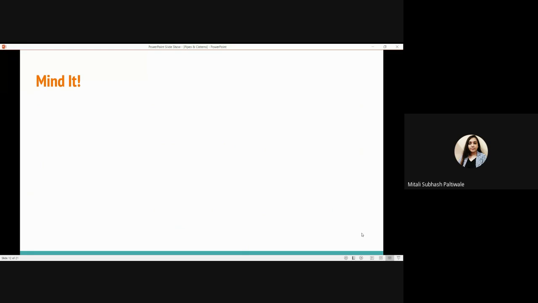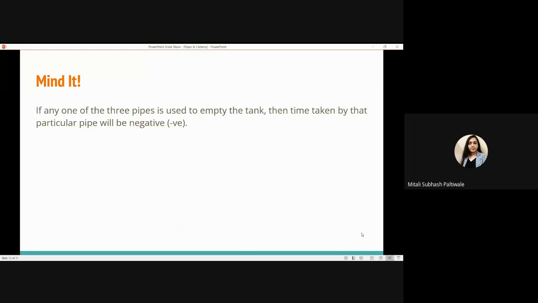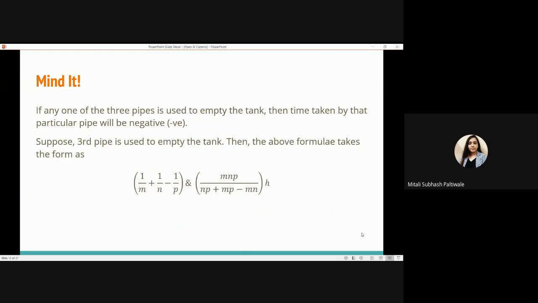If any of the pipes are used to empty the tank, then the time taken by that particular pipe will be negative. As in, suppose the third pipe, that is P, is used to empty the tank. Then the previous formula, which we have just seen, wherein M, N, and P was there, will take another form, which would be 1 by M plus 1 by N minus 1 by P. And the time taken by them would be MNP by NP plus MP minus MN.